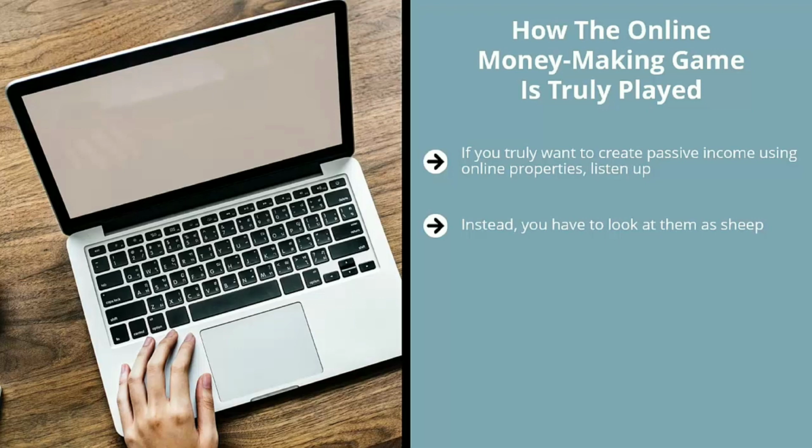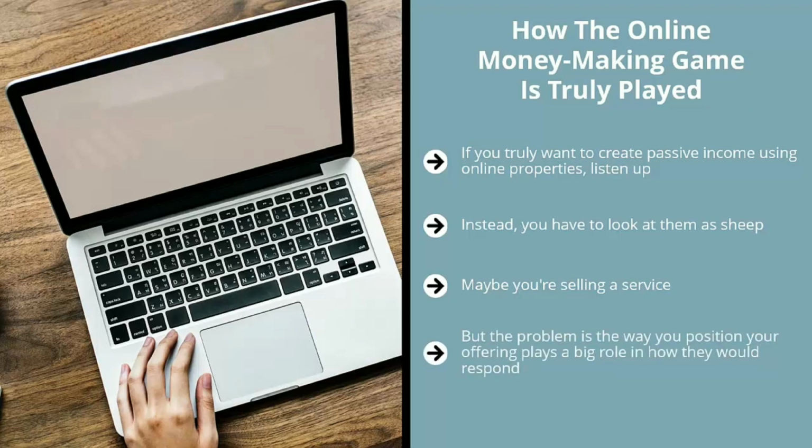You have to understand that for people to look for your content, deep down inside, they're already interested in whatever you are pushing. Maybe you're selling a service. Maybe you're trying to promote some sort of affiliate product. Maybe you run an online store. It doesn't matter. People who read your content are somehow, some way, already interested. But the problem is the way you position your offering plays a big role in how they would respond. You have to look at the situation from their perspective.